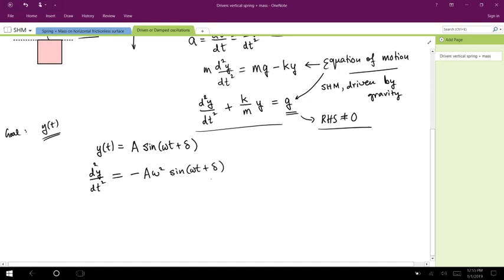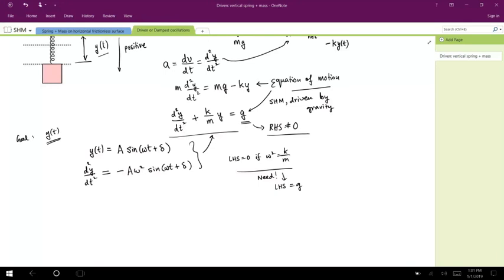Okay, if we try to plug these two into our original equation, then we will end up with a left-hand side equal to 0 if omega squared is equal to k over m. Since we need our left-hand side to be non-zero, our older prescription of writing y of t equals A sine omega t plus delta is not working anymore. What we can do is simply modify this a little bit.